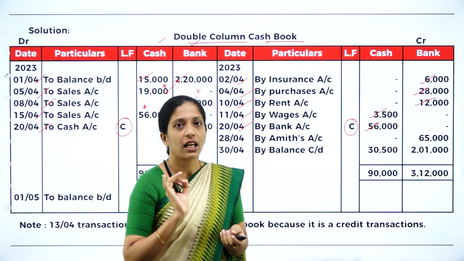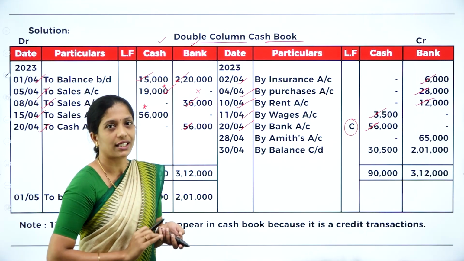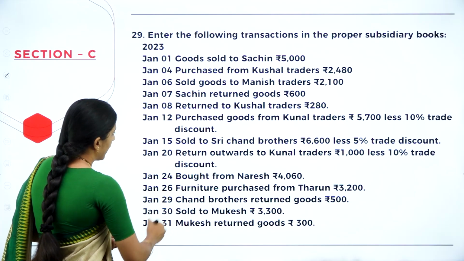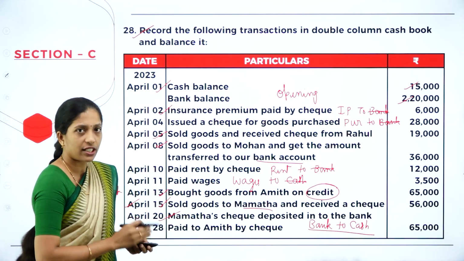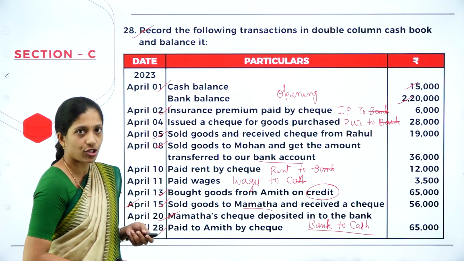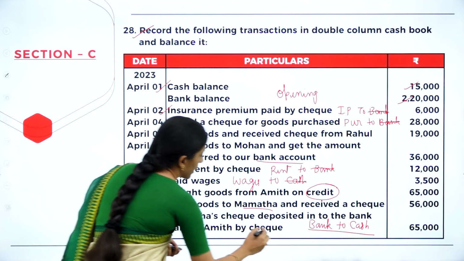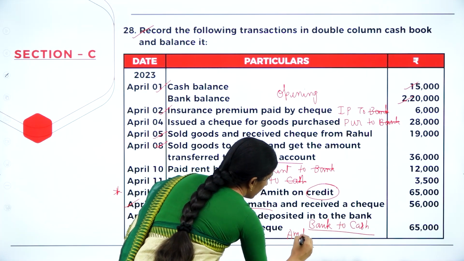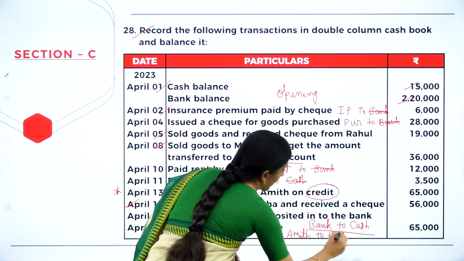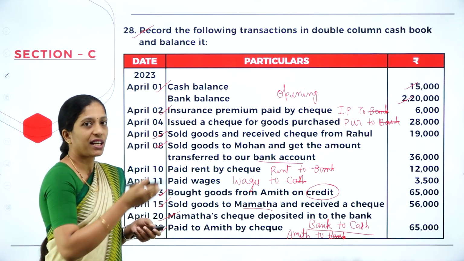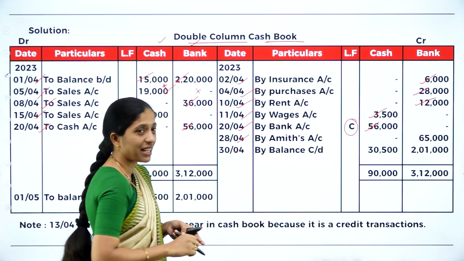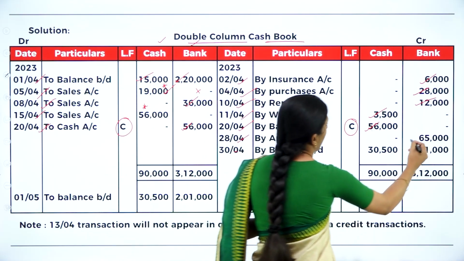Okay, so you have to be careful. On both the sides, you have to record the entries. So hope you are clear about contra entry. Now coming to the next one. So Mamata's check deposited into bank, we have done it. Next, April 20th, paid to Amit by check. So what is the entry? Amit's account debit to bank account. Strike out bank account, remaining is what? By Amit. So 30th 4, that is 28th 4, by Amit's account, we will write the amount in the bank column.